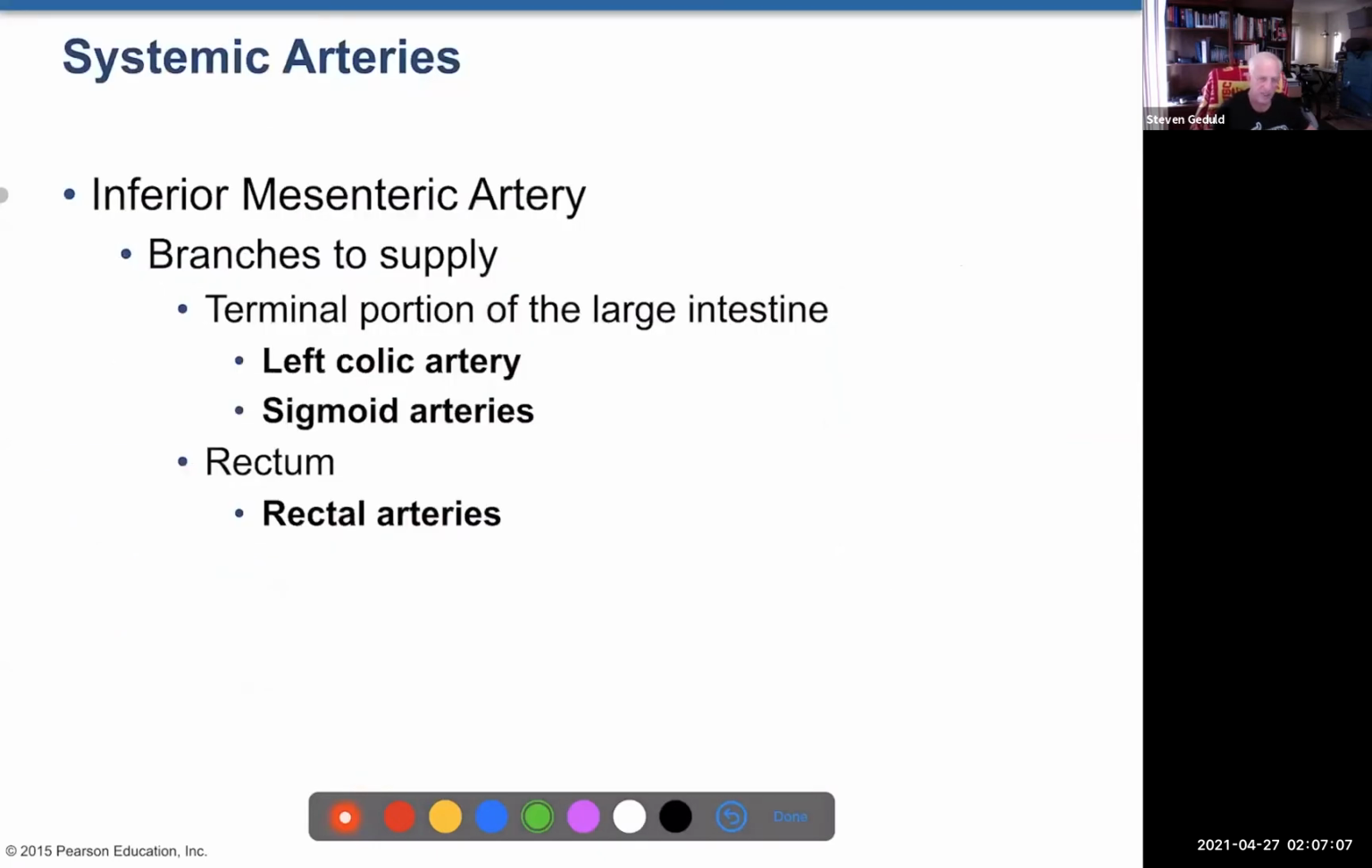Okay. The inferior mesenteric artery branches to supply the terminal portion of the large intestine, which is your left colic artery and your sigmoid arteries, and the rectum. These are your rectal arteries. Okay. Whenever you see the word sigmoid, it just means S-shaped. Sigmoid is the Greek letter sigma, it's S. So we call the sigmoid artery, means it's going to be an S-shaped artery.